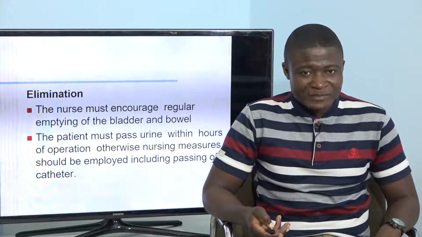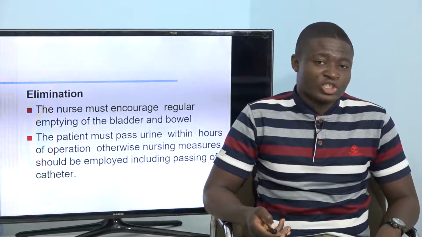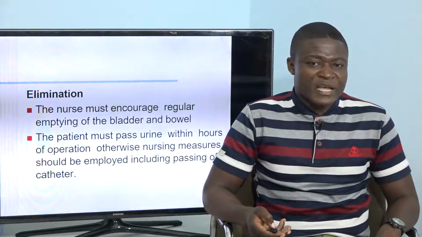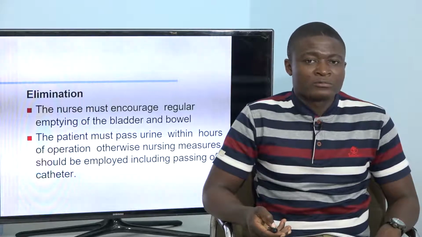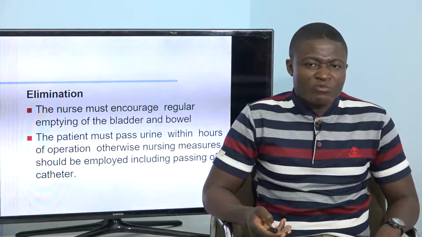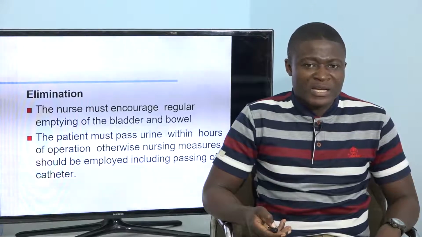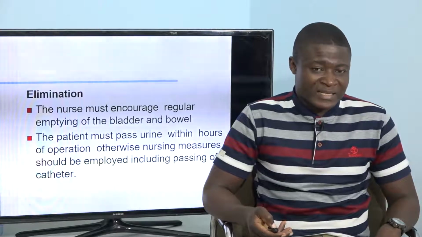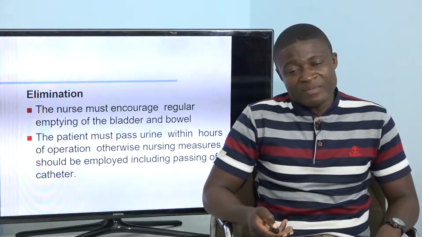Elimination postoperatively. The nurse must encourage regular emptying of the bladder and bowel. The patient must pass urine within hours of operation. Otherwise, nursing measures should be employed, including passing of a catheter in order to empty the bladder.